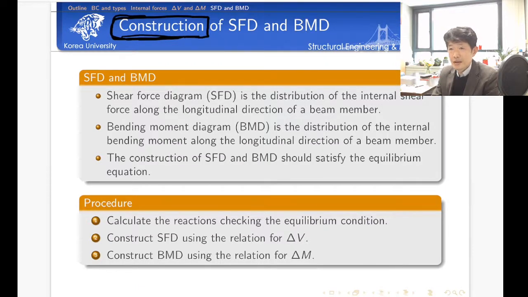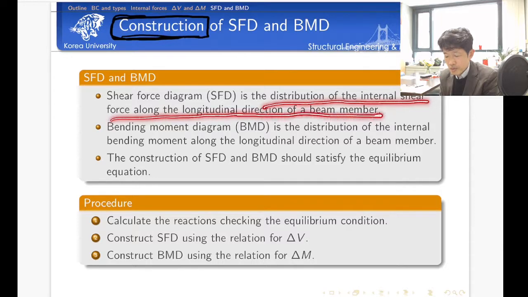You don't need that. We just construct the shear force diagram and bending moment diagram following the equation that we derived in the last lecture, where we discussed the change of shear force and change of bending moment caused by the external forces. As I told you, the shear force diagram is nothing but the distribution of the internal shear force along the longitudinal direction of the beam member. That is called the shear force diagram. And the bending moment diagram is the counterpart of that distribution for the bending moment.